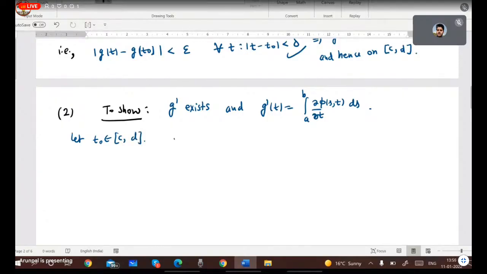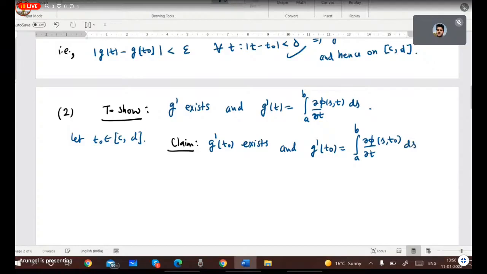So class, I will simply claim that g dash at t naught exists, and the value of g dash at t naught is what, class? Integral from a to b of this. And because t naught is arbitrary, the claim will hold automatically for all the elements of the closed interval CD. Is this okay, class? Yes, sir. Right?